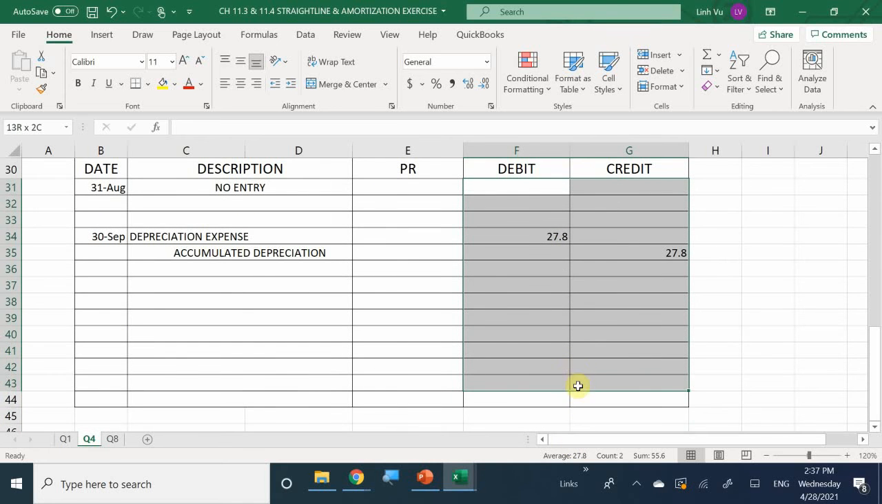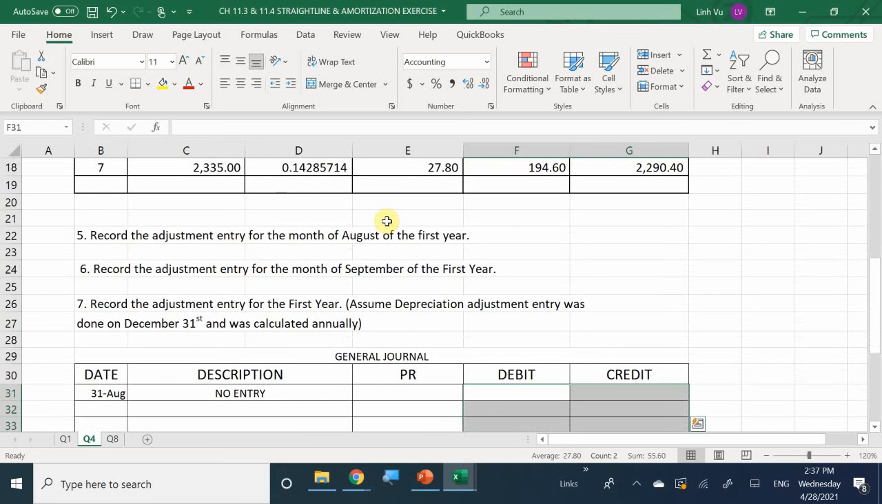Now let's go ahead and answer the next question here. It says: record the adjustment entry for the first year, assuming that depreciation adjustments were done at the end of the year, December 31st. So what would it be if instead of doing every month, I calculate it for the year?